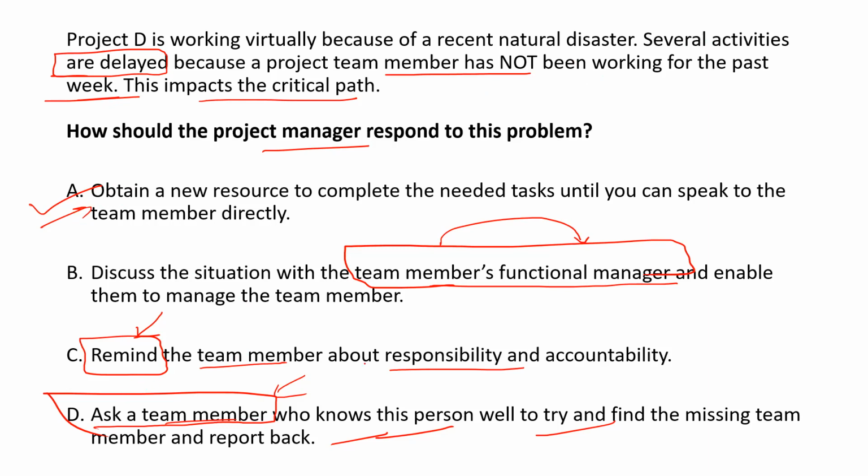For sure, it's your responsibility, but the problem is not finding the team member. The problem is getting the work done on time. So A is saying get the work done on time. D, you will do it anyhow. But the problem is not about the situation. If you don't understand the situation, your answer will never be the correct answer.